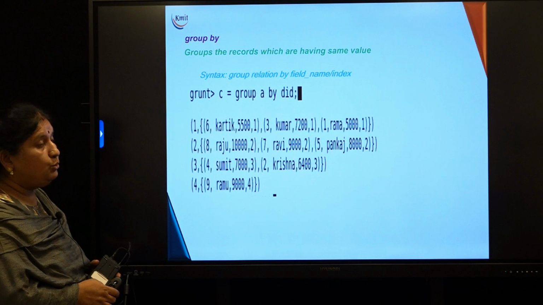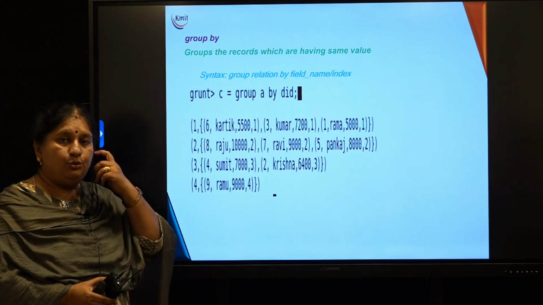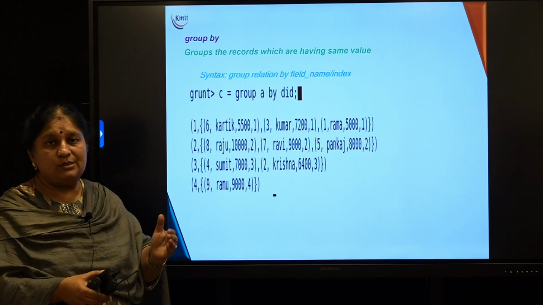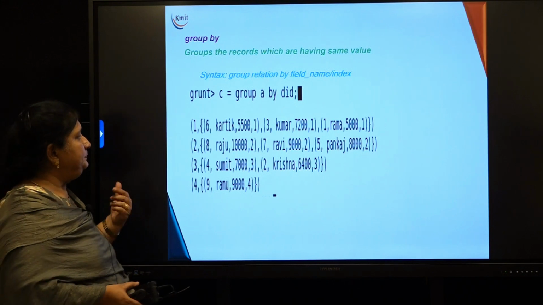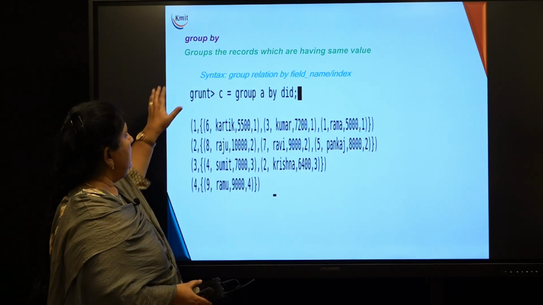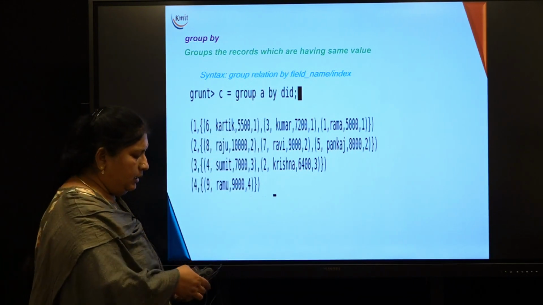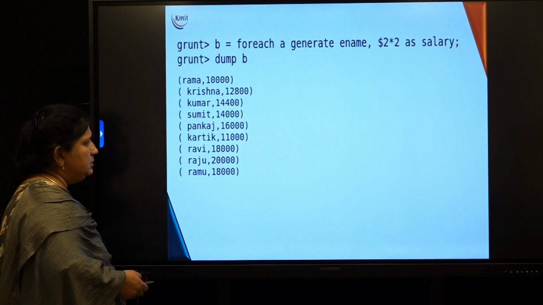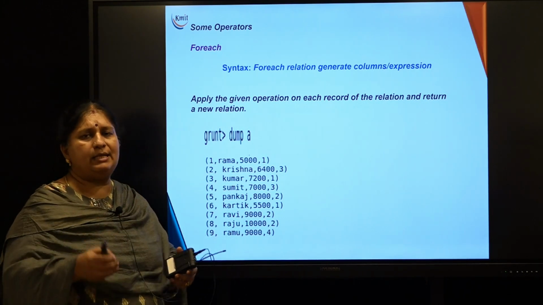Next one, group by, which is similar to SQL group by, which groups the rows or tuples of a relation based on a specific key value you are specifying. It groups the records which have the same value. So here, how can I group the employees? Generally, employees belonging to a specific department can be considered a group.